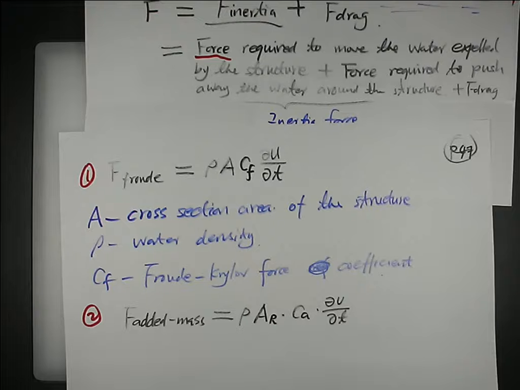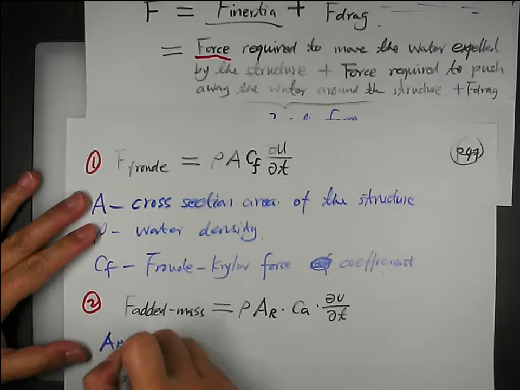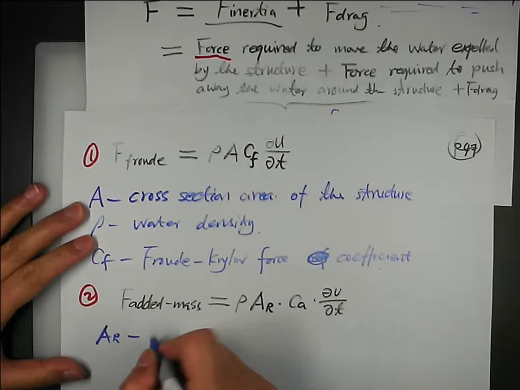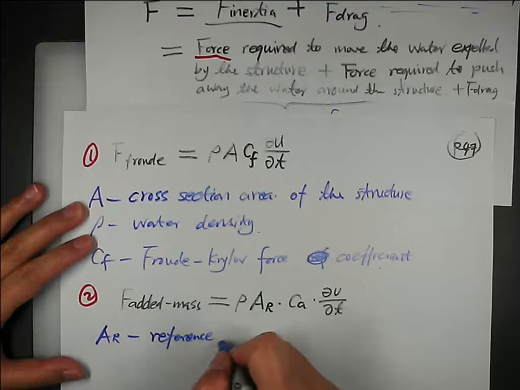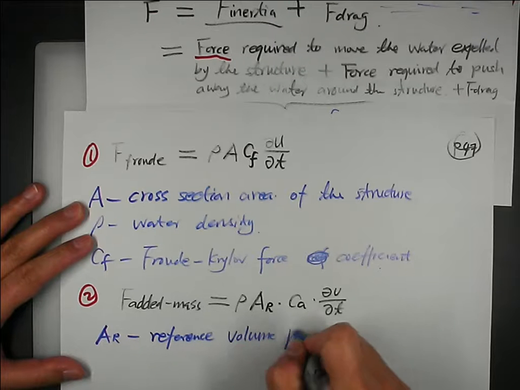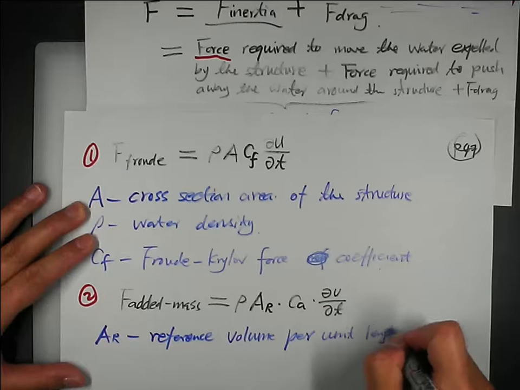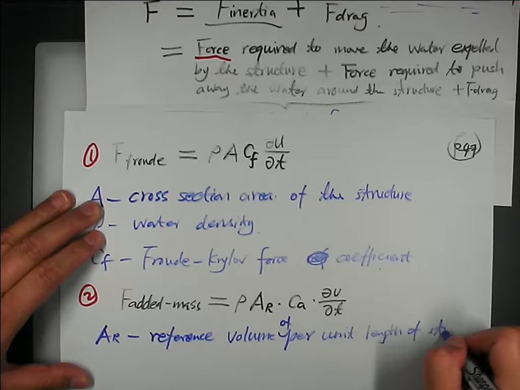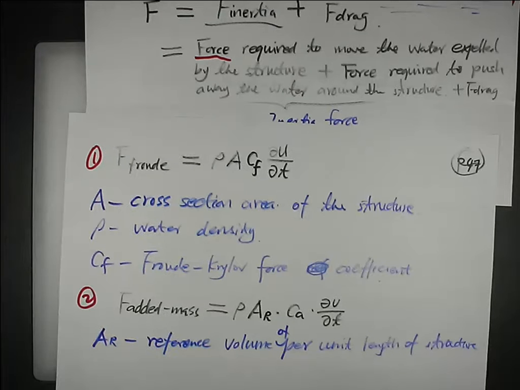So it is still Newton's second law, but here there is an added mass coefficient. AR is, we can say, the reference volume per unit length of the structure. In fact, it is the projected area.